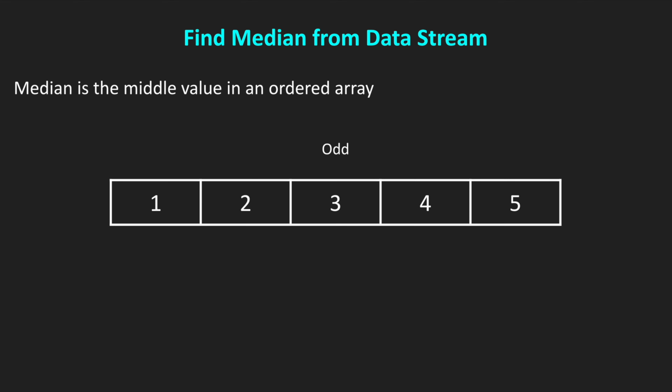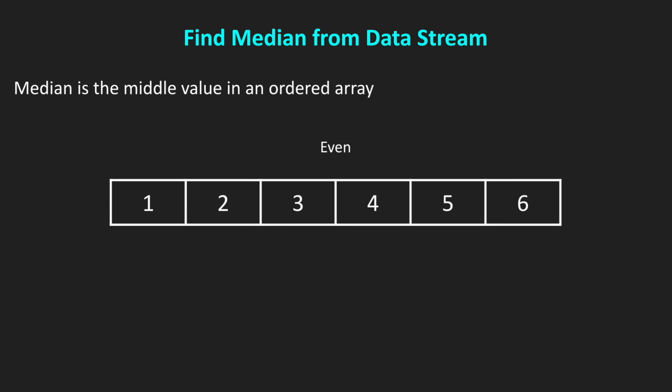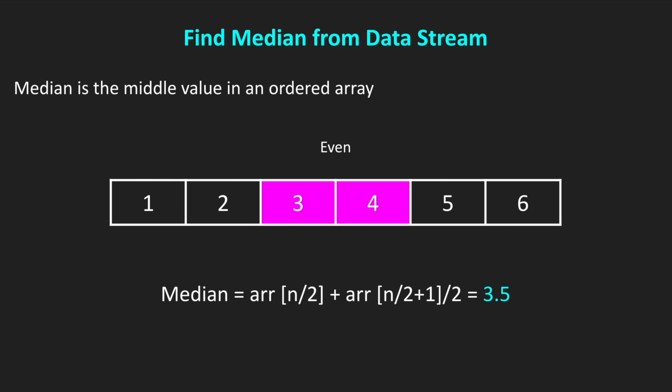So for example, let's take this array with the odd size of 5, and in this case the median of this array is just the middle element, which is 3. Let's take another example. Let's say that we have this array with the even size of 6, and in this case the median is the average of the middle two elements, 3 and 4. 3 plus 4 divided by 2 is 3.5.